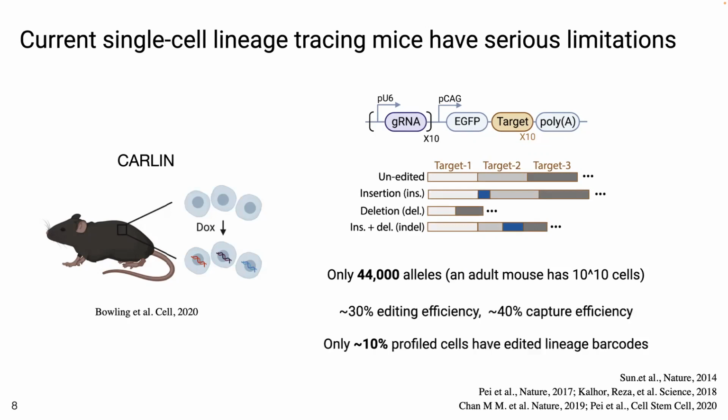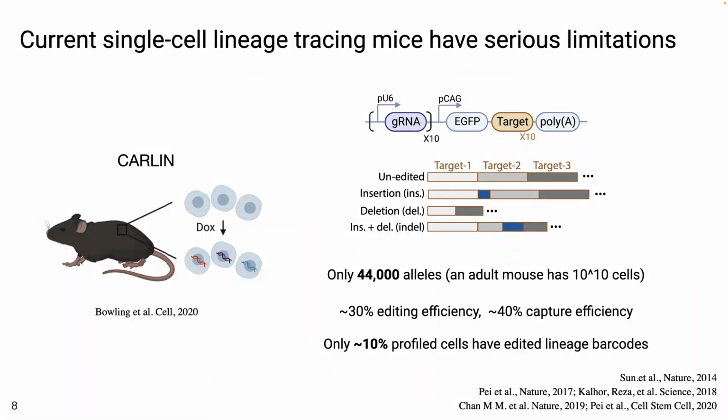Another limitation is that the efficiency to generate random barcodes in this target region is only about 30% when you introduce DOX editing. And also, because these random barcodes have very low expression efficiency, when you try to measure them using single cell assays, only 40% of cells will have detectable lineage barcodes. So in combination of this low editing efficiency and low capture efficiency, only about 10% of profiled cells will have edited lineage barcodes. And this means that if you profile 1,000 cells, only about 100 cells will be useful for downstream analysis.